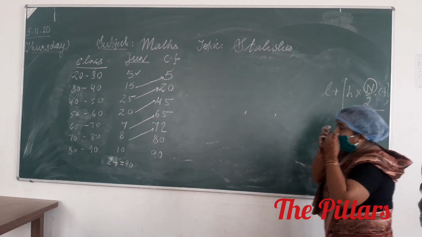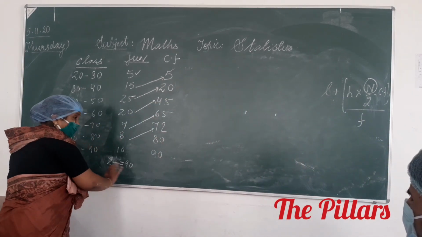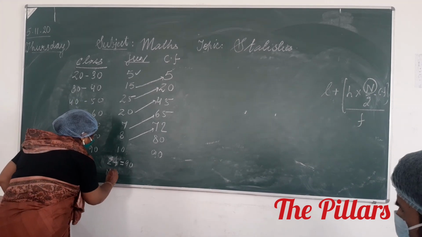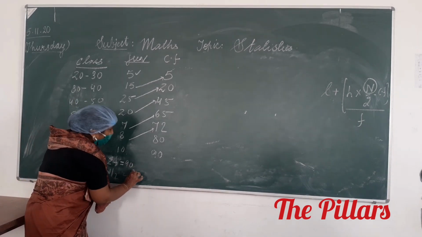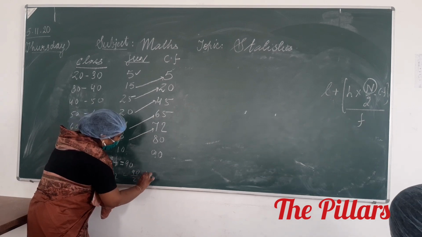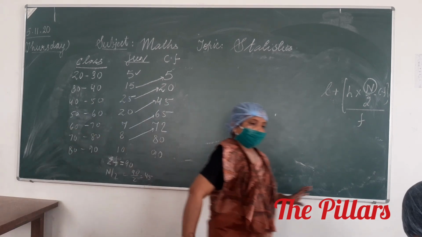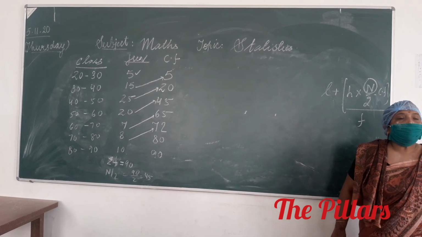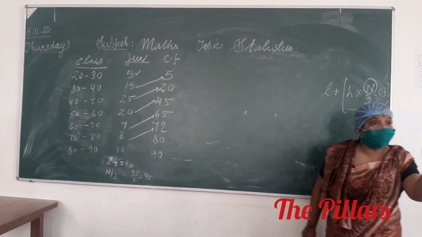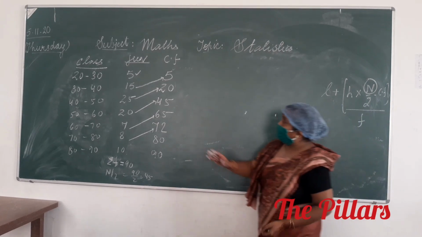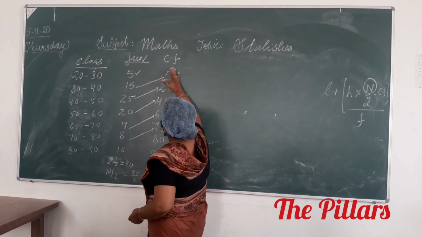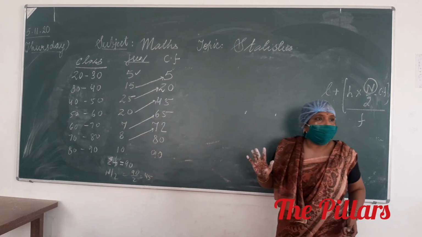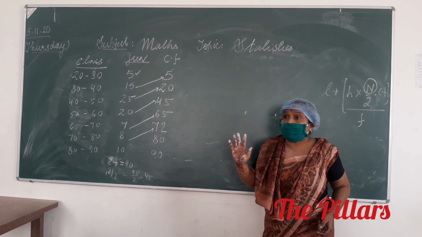At the bottom of this table, we will do all the working here. What will be your n by 2? Tell me all of you. 90 upon 2, that is 45. Okay. Listen again, children, when you do this in your board examination, all these should be made properly. Draw the line, separate this, complete the table, then only you will do. And in doing so, you are not going to waste much time.